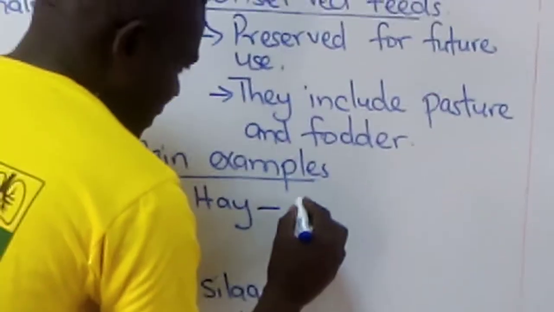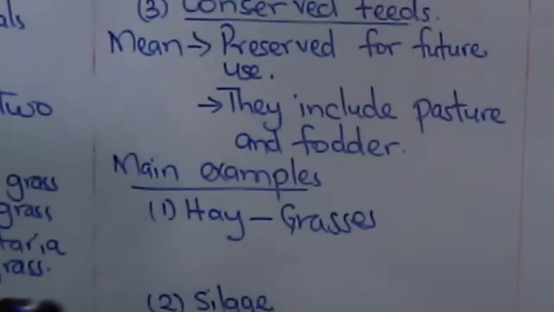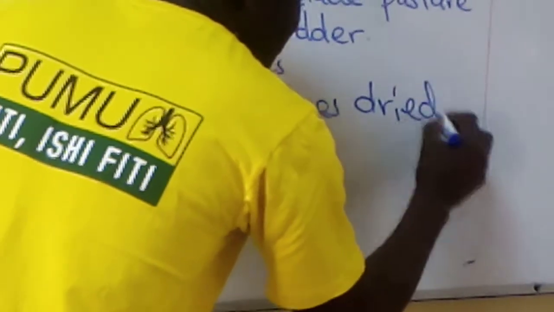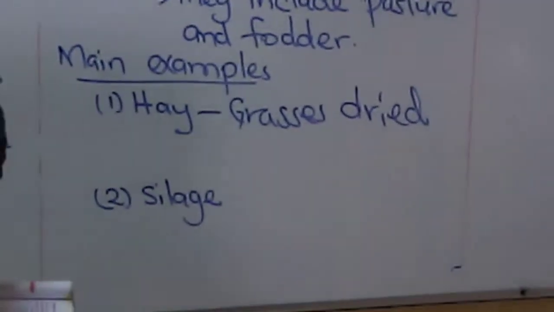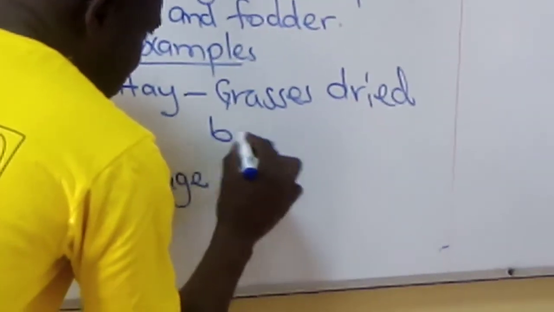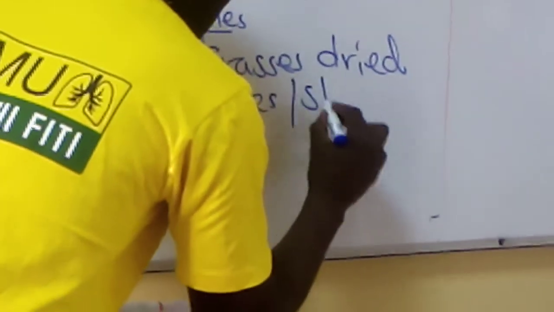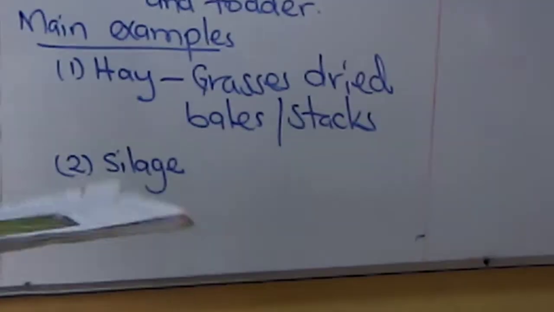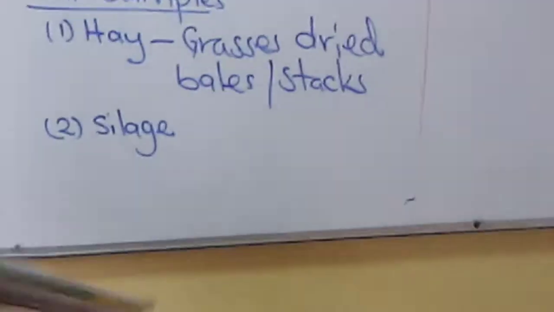Now, hay. These are grasses or pastures that are harvested and dried. They are dried and packed in bales or stacks and kept for future use. They must be dried first, then packed in bales.